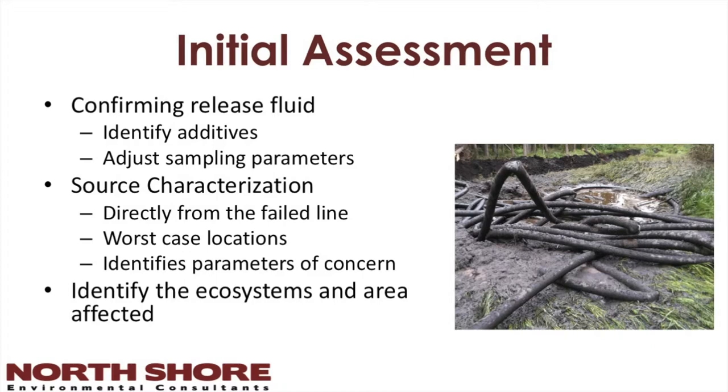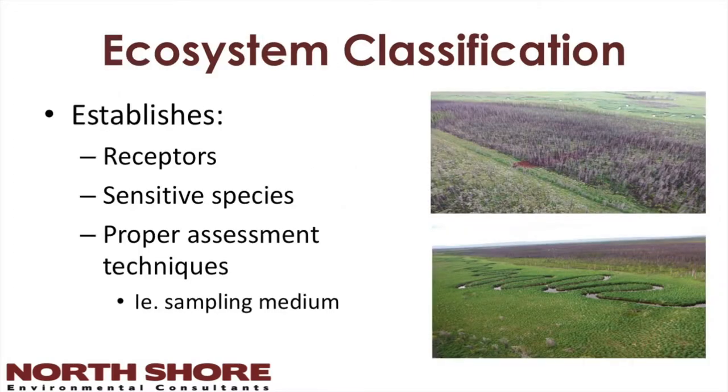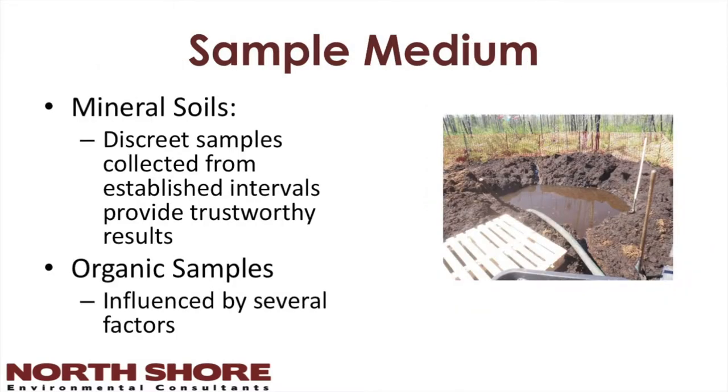And then another thing that's really important is identifying the ecosystems that you're dealing with and how much area has been affected by this spill. So ecosystem classification. You're going to establish what your receptors are. What is being affected by this release? What sensitive species are in this area by doing wildlife studies? And then you can determine what the proper assessment technique is going to be for each of those ecosystems. And this is basically going to be utilized when you're trying to determine what's the best sample medium for that release or for that area of your release.